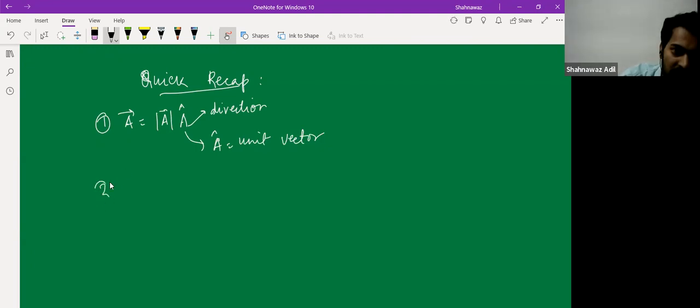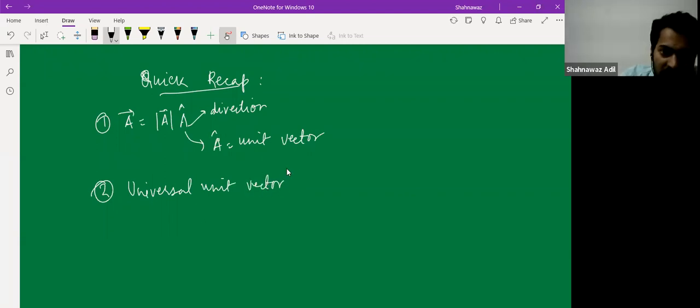And then we learned that there are three universal unit vectors. If you have a three-dimensional system, each one is i, j, and k hat, respectively. And this is in the x direction, this is in the y direction, this is in the z direction.